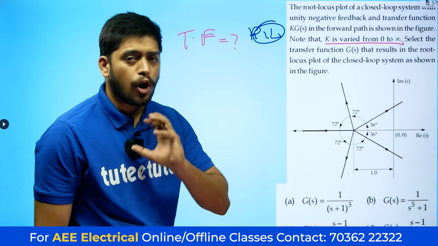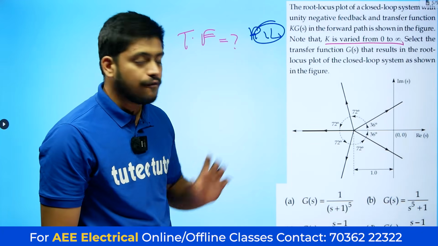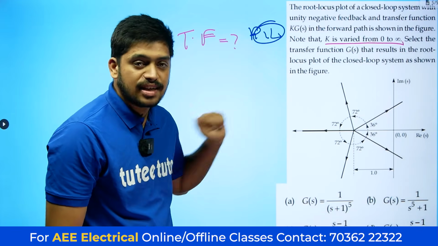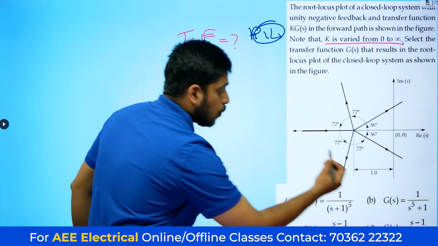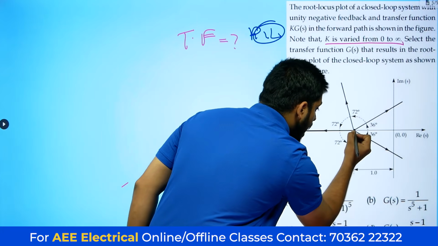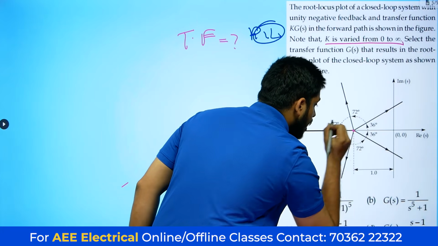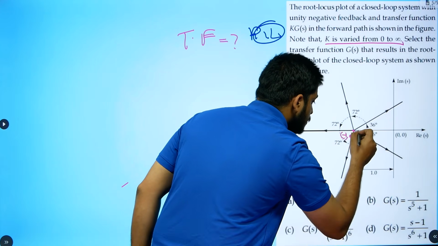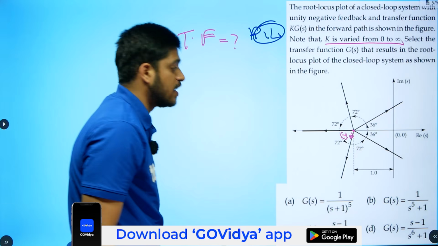Students may assume this is a complex problem by seeing the graph or the root locus. But trust me, this is a very easy problem. How? I'll explain. See, the distance from the origin to this point is 1, and at this particular point the point is -1, 0. So sigma is equal to -1 at this particular point.